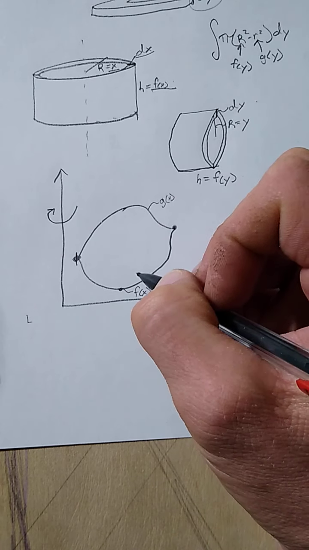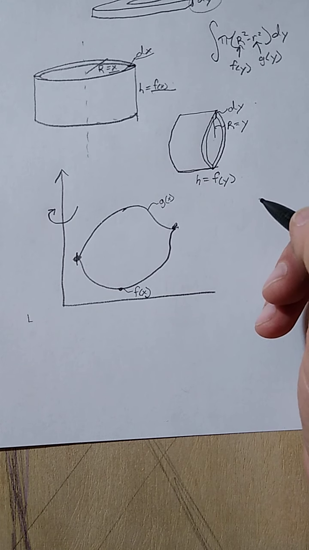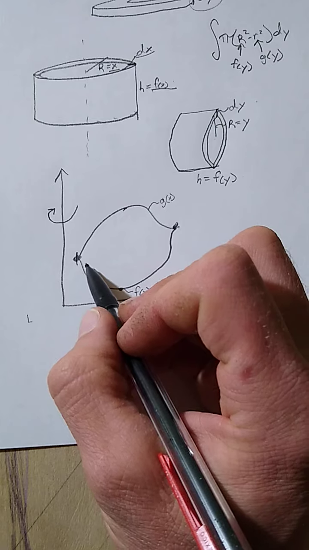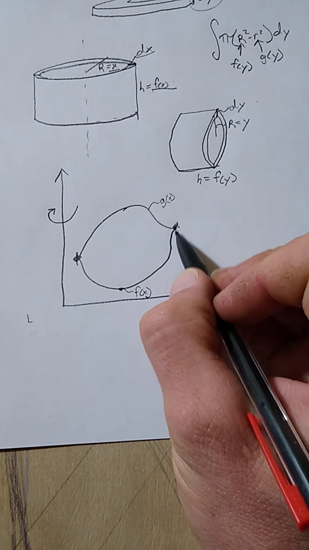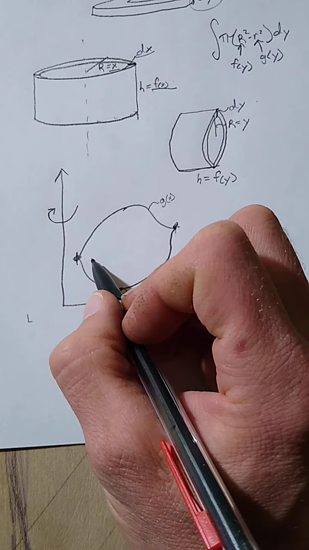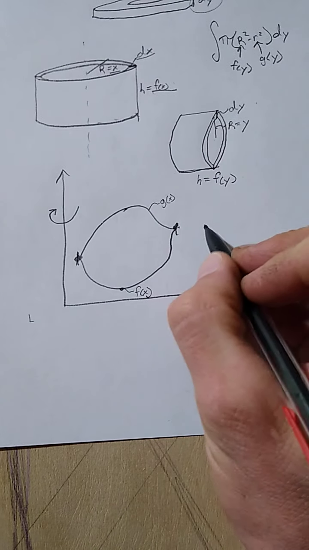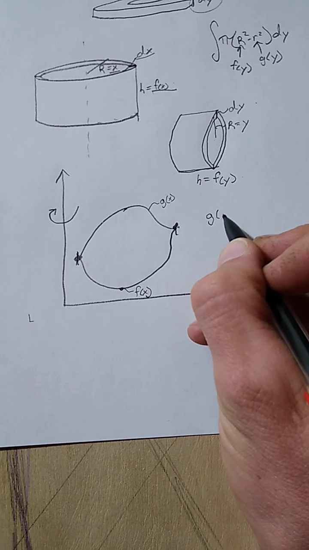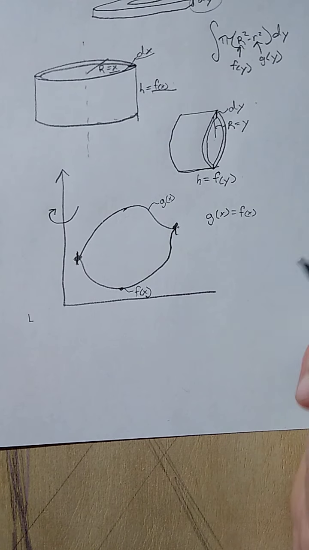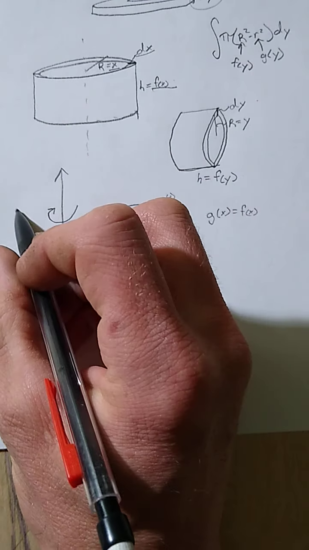So in this particular case, I have a choice. I could use shells or washers. But if I use shells, then I'm going to be integrating from this point to that point, and I just find those two points where g of x equals f of x. And then I would draw in my shell.